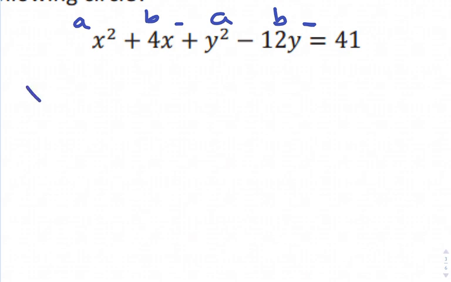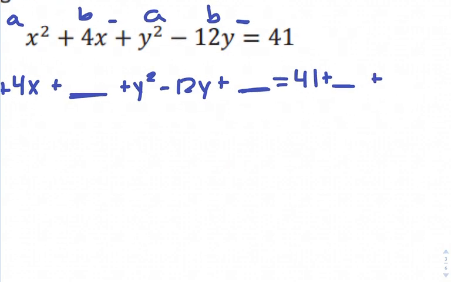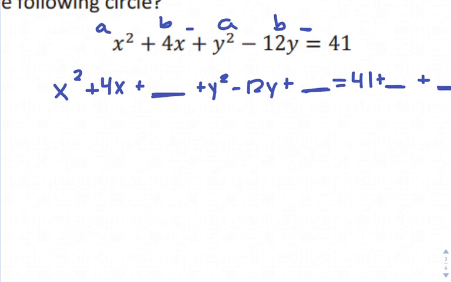So I'm going to rewrite this, x² + 4x. Now I don't have a C, so I'm going to put a blank here. Then we're going to do y² − 12y + blank equals, now whatever we do to one side, we have to do to the other. So I'm going to add two blanks there.